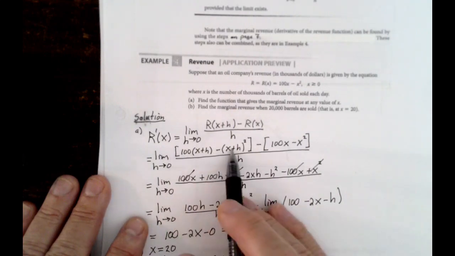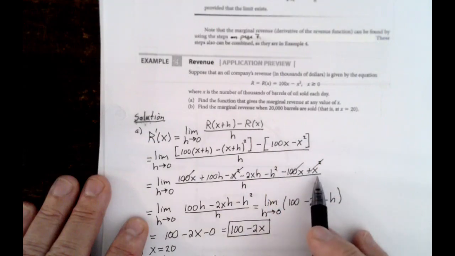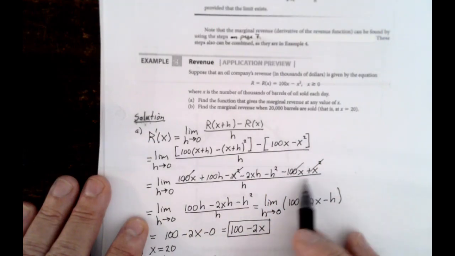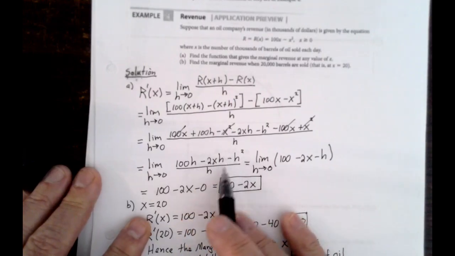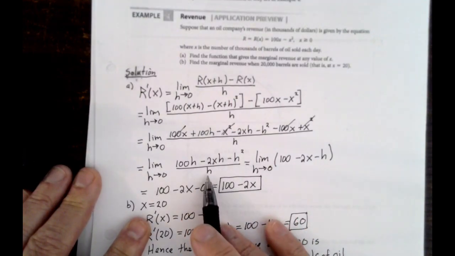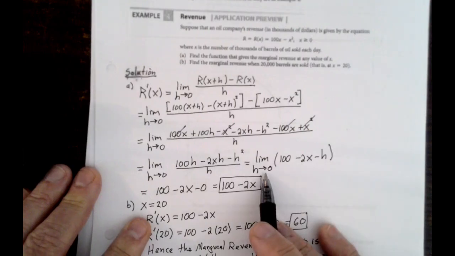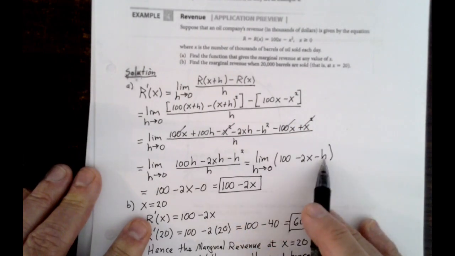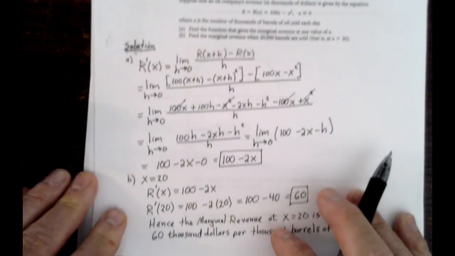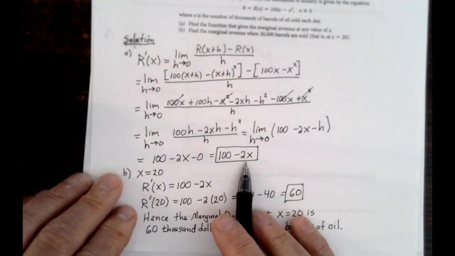Now when you multiply this thing out, you get all of these terms, and you distribute that negative, you get those two terms, and a bunch of them cancel. Like I said, if you do this properly, you should have only terms with an h in them. And divide h into each one, you get this guy here. Now you're ready to do direct substitution, taking the limit as h goes to 0, and you get 100 minus 2x. So this is the derivative for any value of x.